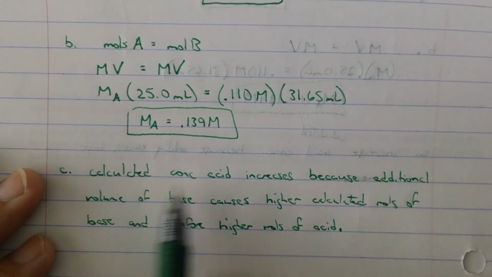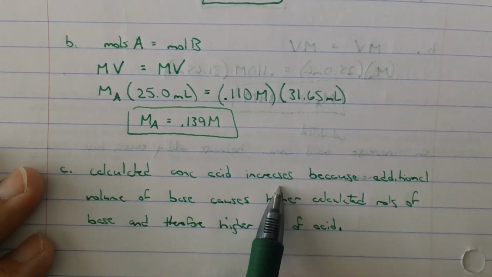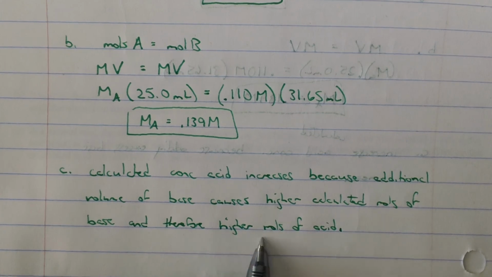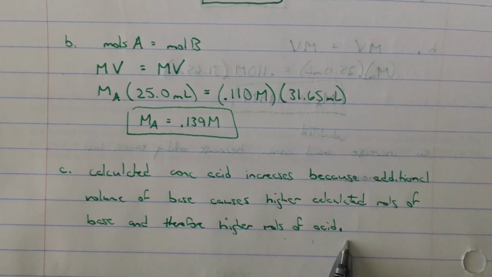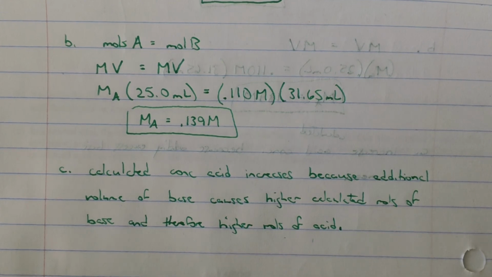That's it. You actually get 2 points. They're increasing the calculated acid concentration. Answer the question, because additional volume of base causes higher calculated moles of base and therefore higher moles of acid. And that's it. That's number 7 on 2016.